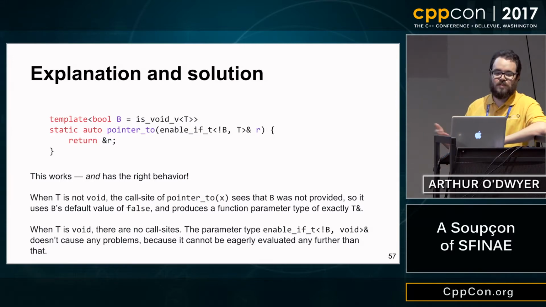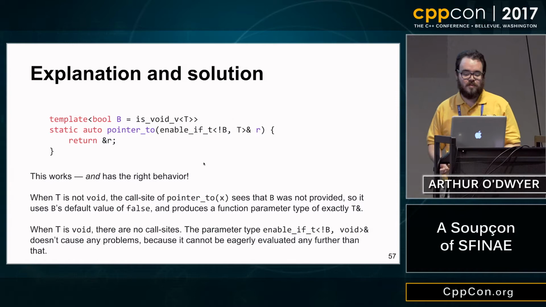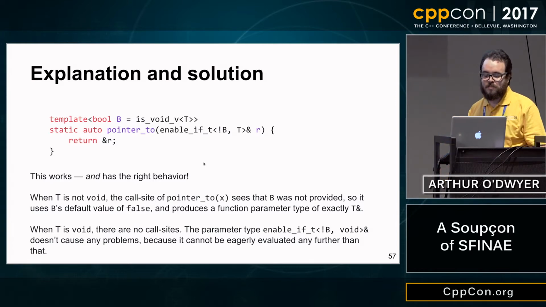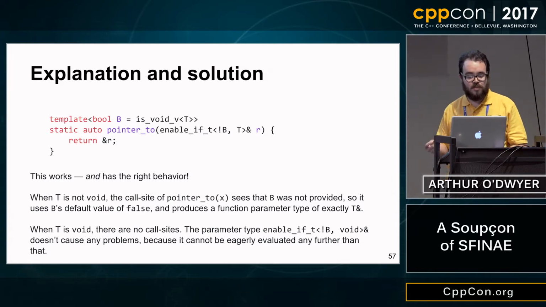It's going to evaluate to void ref, which is ill-formed, and so you're not going to be able to call pointer_to. And this works, and it has the right behavior. And when T is not void, the call side of pointer_to x sees that b was not provided, so it uses b equals false, because T is not void. And enable_if_t of not false comma T is just T, so T ref. You get the right thing.